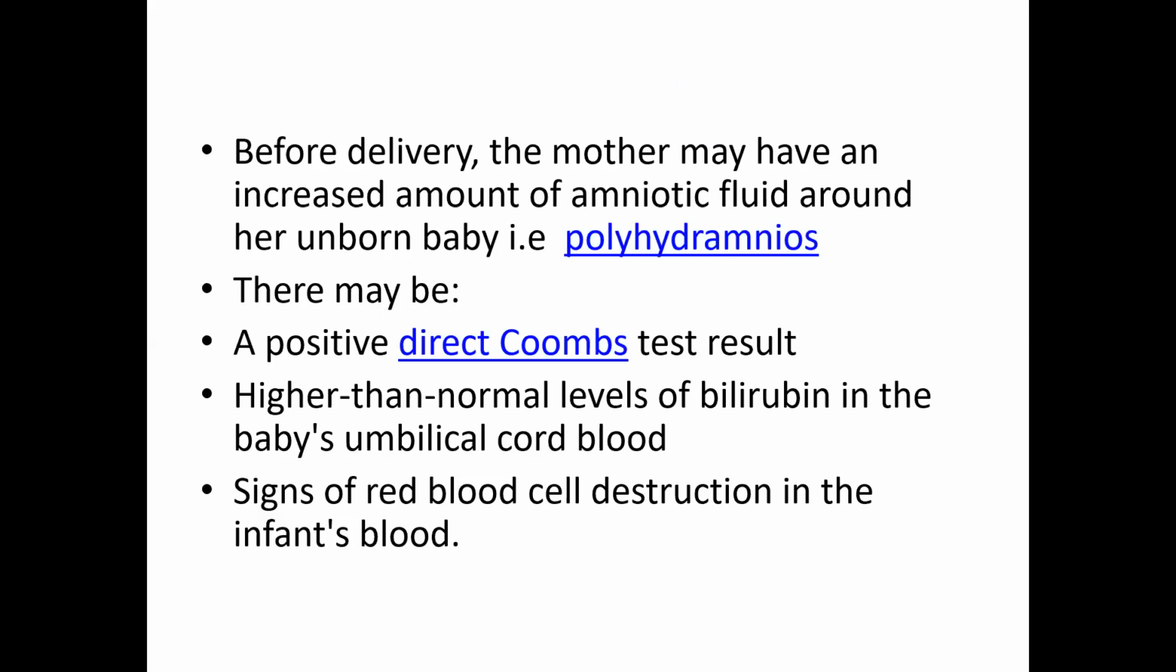Okay, during pregnancy, if we take the blood from the mother, that is called an indirect Coombs test. And after the birth of the baby, if you take the blood from the cord, that is called a direct Coombs test. Okay, a higher than normal level of bilirubin in the baby's umbilical cord. Generally, a baby bilirubin level of 5.2 or more than 5 is an abnormal condition. Okay, a sign of red blood cell destruction in the fetal blood.